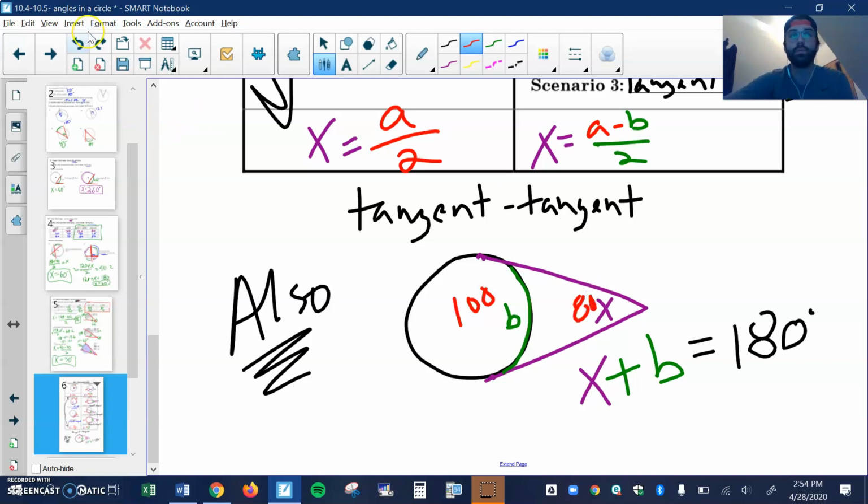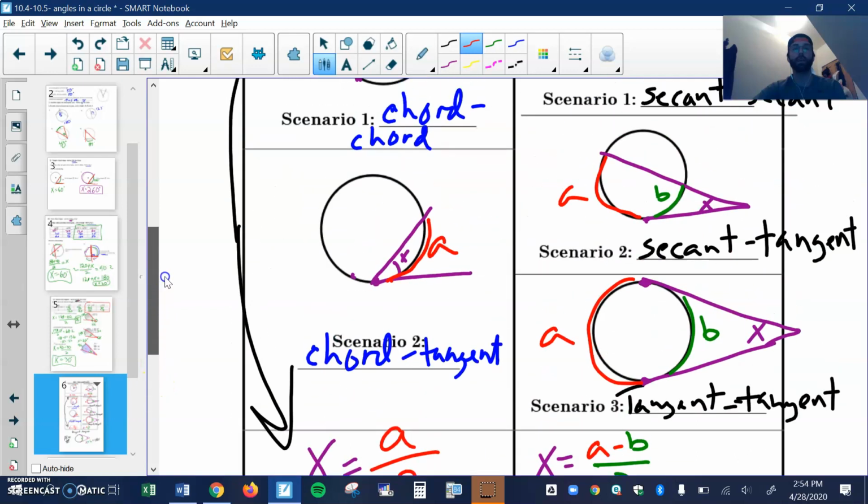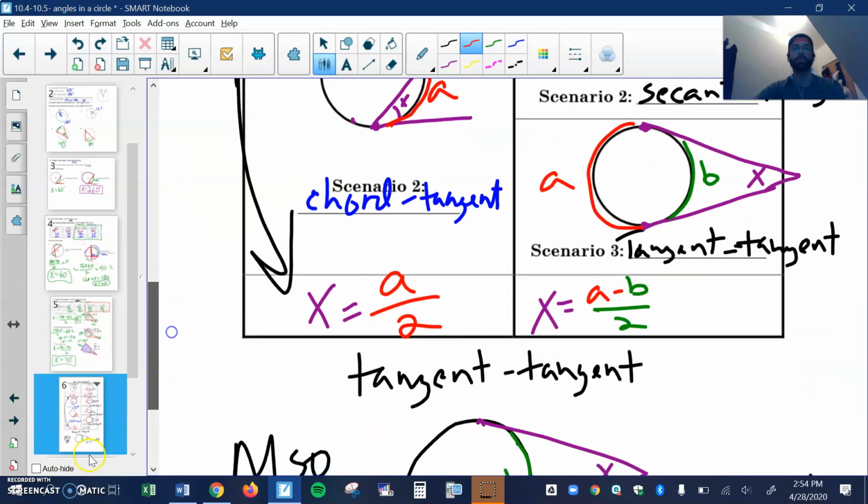Those are just examples. I just made that up. If I knew that this was, let's say, 45, then this would be 135. It's a special case. That's it for part 2. It went a little bit longer than I wanted to, but I just wanted to make sure you had all of these types in one place for you.